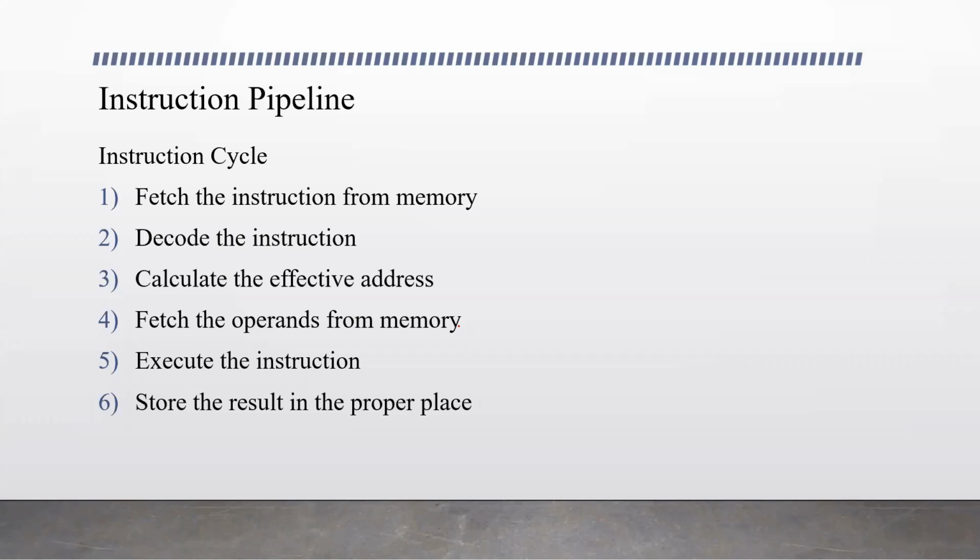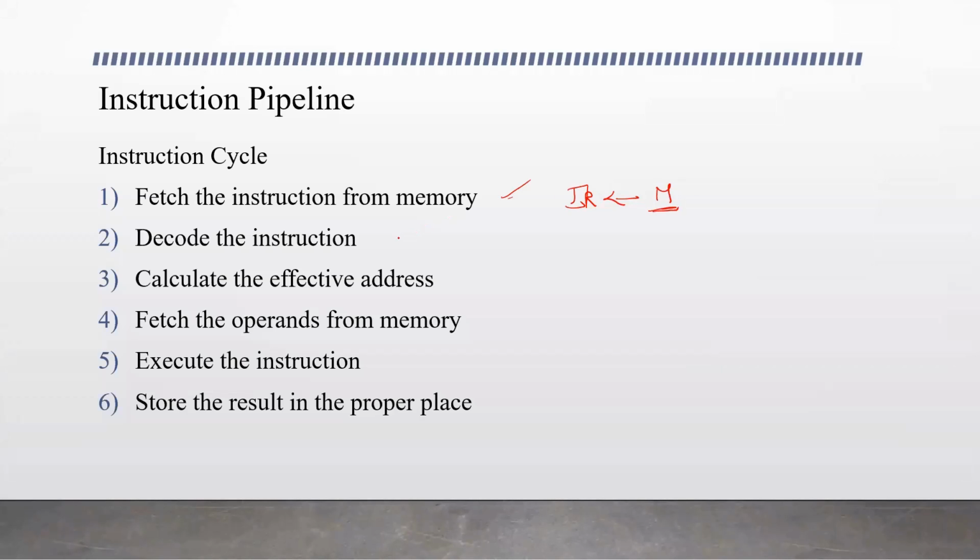This instruction pipeline is used to speed up the instruction execution. We know that instruction execution consists of different phases, right? If we divide it into smaller phases, the phases of this instruction cycle are: fetch the instruction from memory. This is the first phase. Fetching means transferring from memory to the instruction register, right? From the given memory address, transferring it to the instruction register in the CPU, that is fetching.